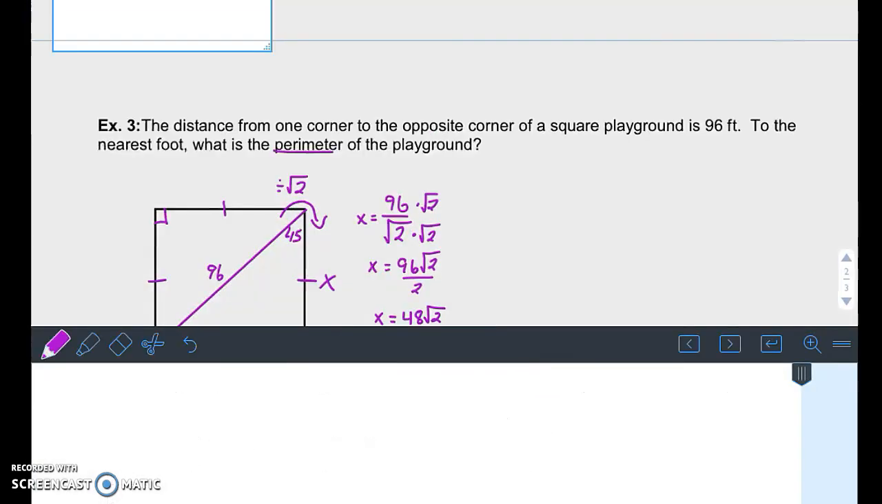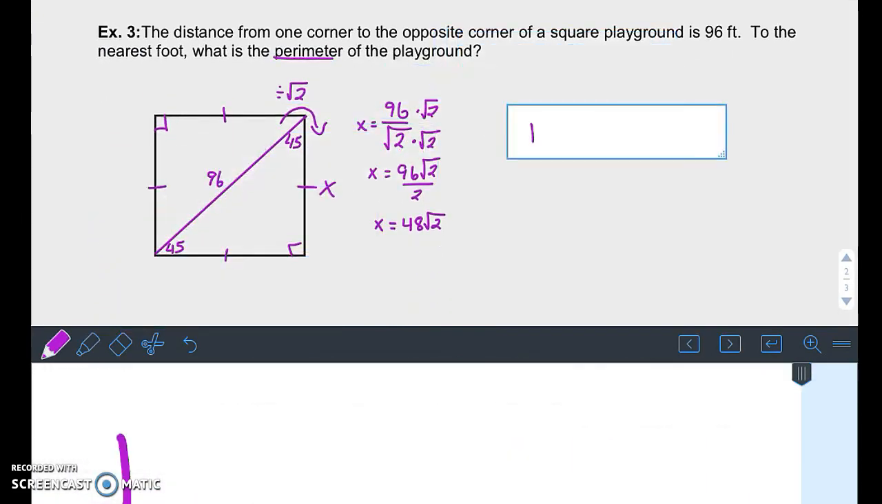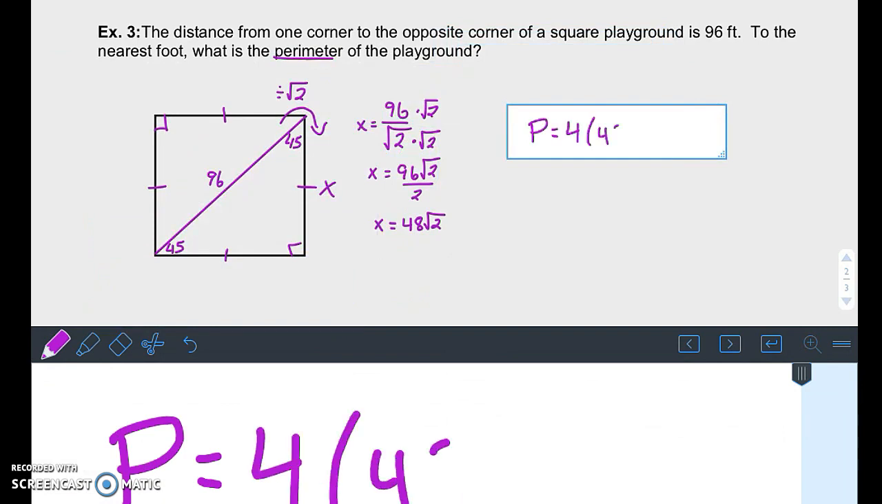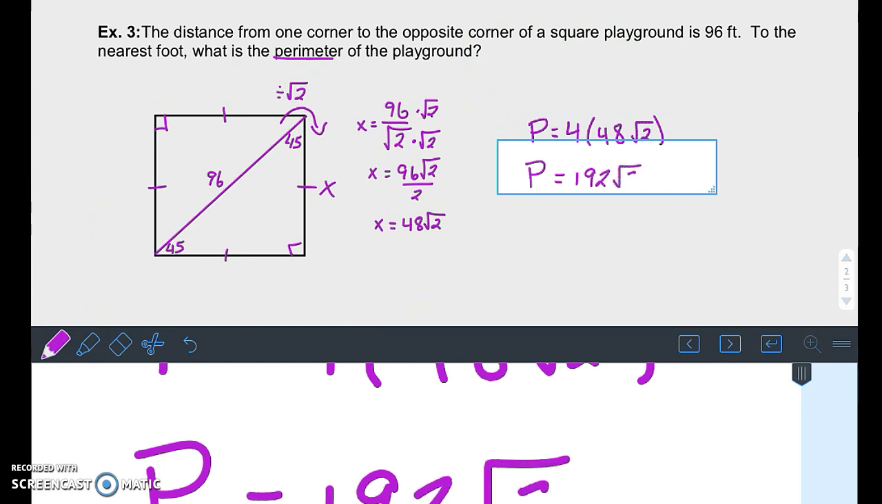So the perimeter is adding all of the sides up since they are all the same. Perimeter is going to be 4 times 48 radical 2. So perimeter equals, alright, I'm getting a calculator out. I don't want to do this in my head and mess it up for you. 4 times 48 would be 192 radical 2.